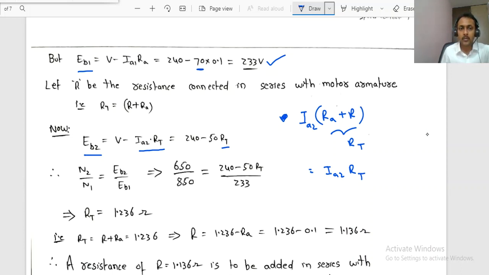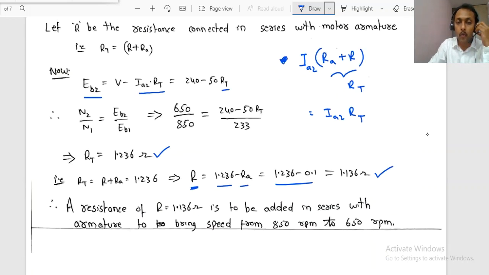Clear? Now N2 by N1 equals EB2 by EB1 equals 650 by 850 equals 240 minus 50 RT by 233. So RT is 1.236. Now, what does this RT indicate? RA plus R. So what should be the new value of resistance to be added with the help of a rheostat? 1.236 minus RA, 1.236 minus 0.1, 1.136 ohms is to be added in series with the armature.